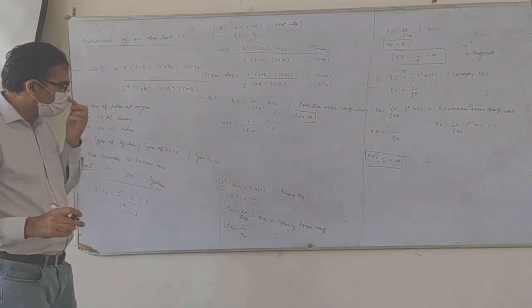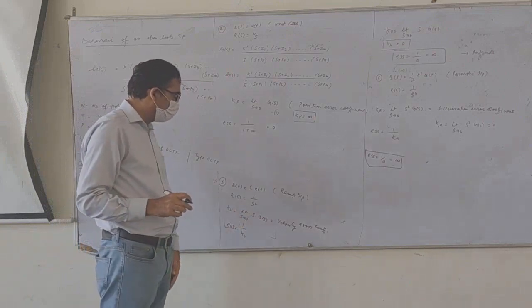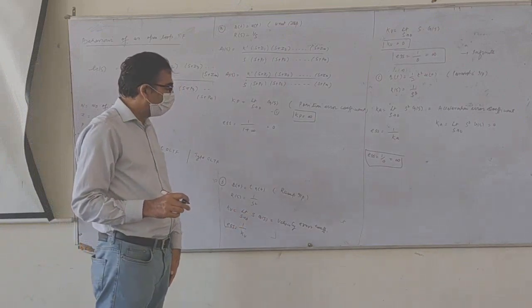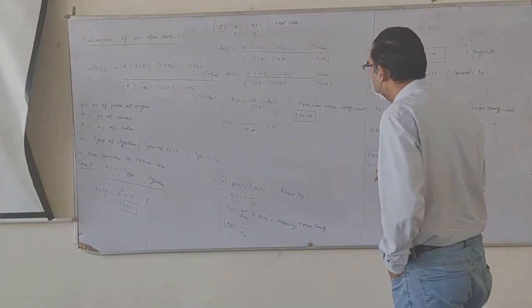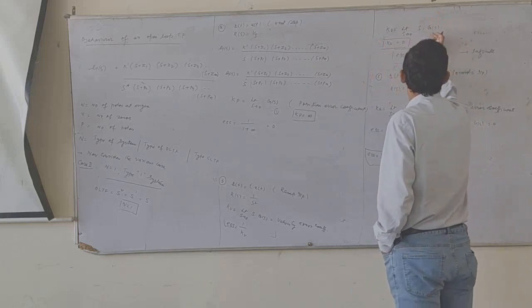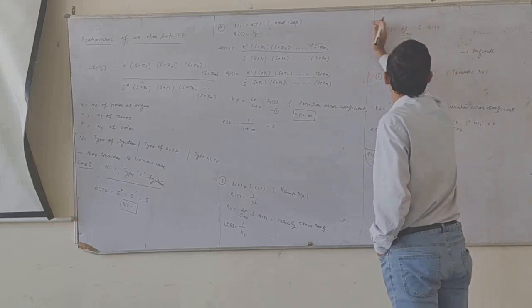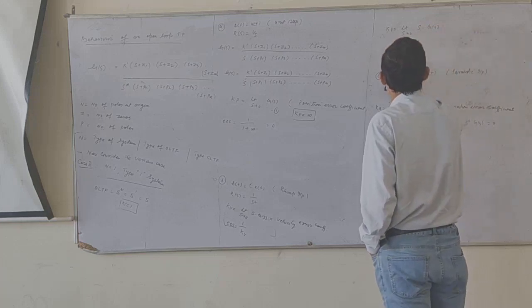Now this is ramp. This is defined as what? Velocity error coefficient. Okay. Now here it will be limit of s g of s. Let me take off this.